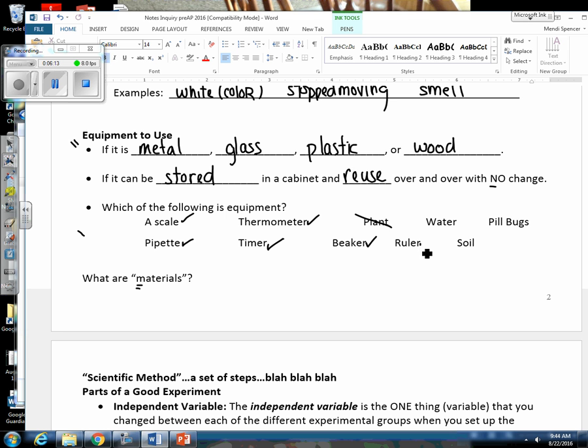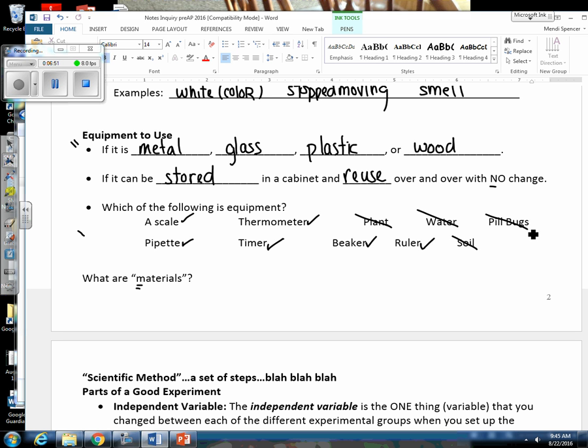Same with the ruler. Soil, it's not something that we have a tendency to reuse over and over again, because whenever we use it, we're probably going to alter the composition and the quality of the soil. So it would be more of a material, not necessarily equipment. Water. We do not reuse water over and over and over again. I do not normally store water in my cabinetry, so it would be considered materials. Pill bugs. Pill bugs are really fun, so we're going to be doing an experiment in a couple days with pill bugs. We do not store pill bugs in our cabinets. We do not get them out year after year and reuse them. So they'd be considered materials and not necessarily equipment.